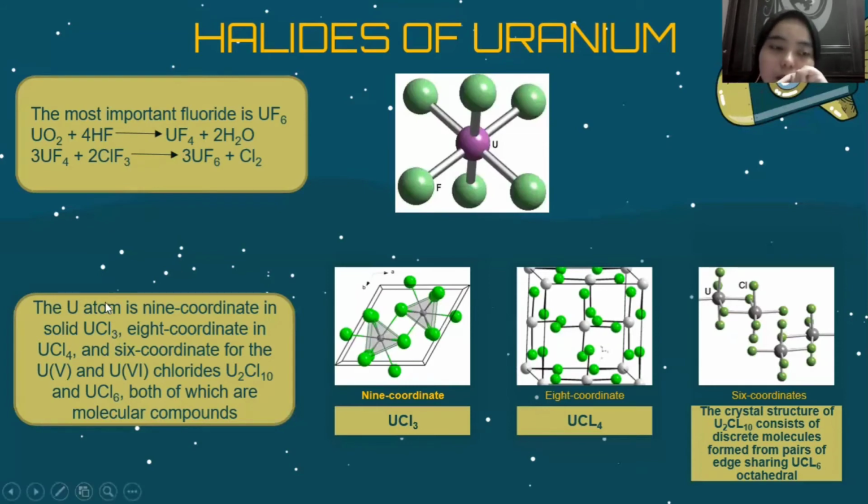The uranium atom is nine-coordinate in solid uranium trichloride, which is this geometry, and 8-coordinate in uranium tetrachloride. This is its geometry, and it is 6-coordinate for uranium 5 ion and uranium 6 ion. For uranium pentachloride and uranium hexachloride, both of them are molecular compounds.